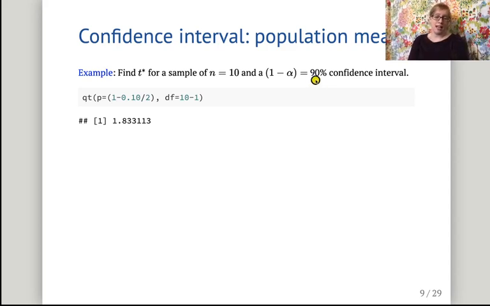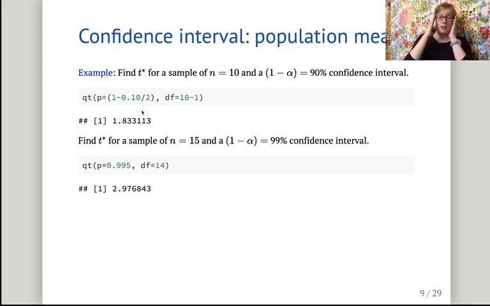So if we have, say, a 90% confidence interval, alpha then is 10% on the left-hand side of this equation. So to find this, we'll take 1 minus 10% over 2. So 1 minus 0.1 over 2. That will give 0.95 for the p.